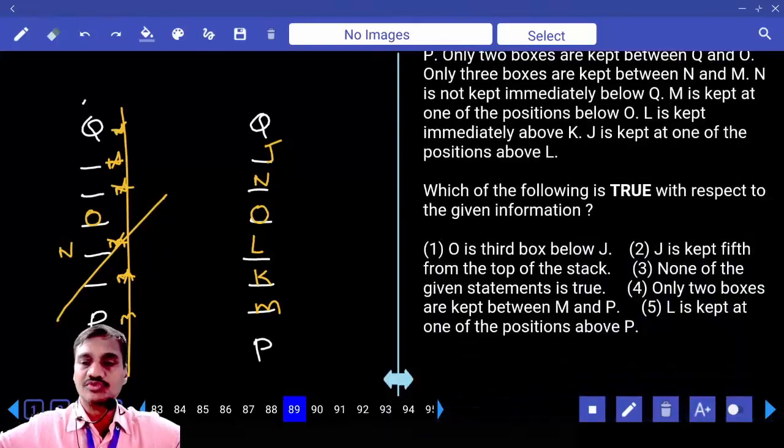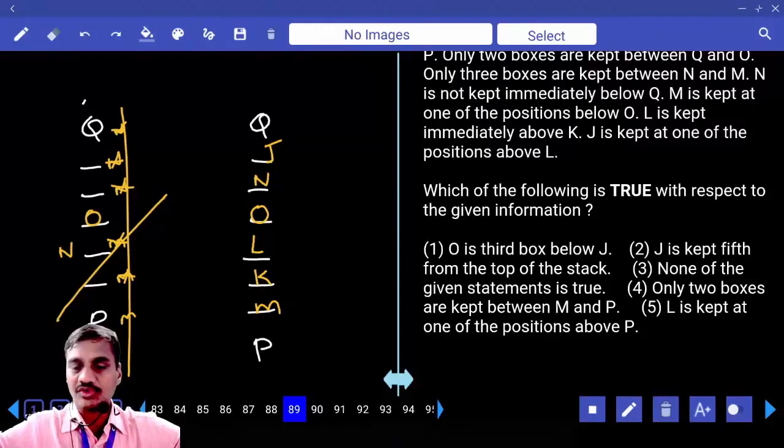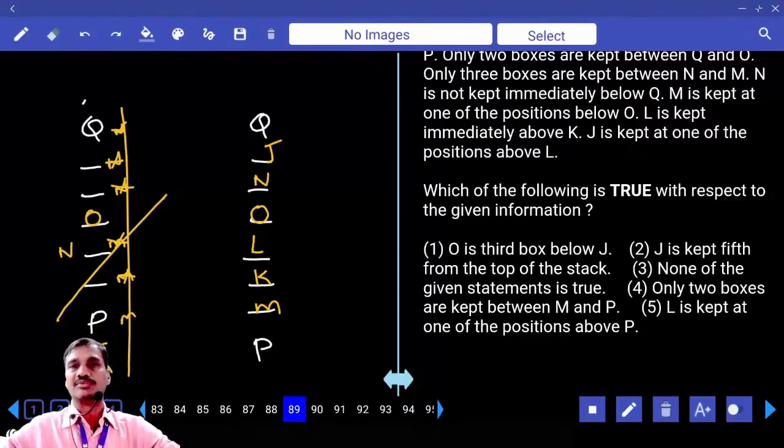Which of the following is true with respect to the given information? O is third box below J. O is second box below J rather than third. J is kept fifth from the top. That's again ruled out. And choice 4, only 2 boxes between M and P. That is again ruled out. L is kept at one of the positions above P. That is definitely true. Choice 5, question number 89.